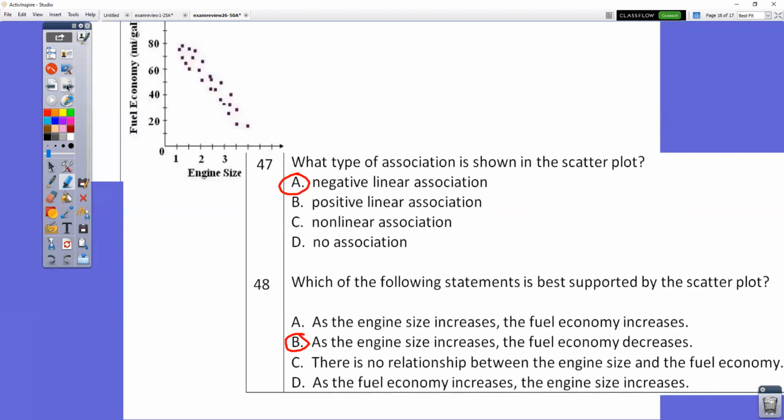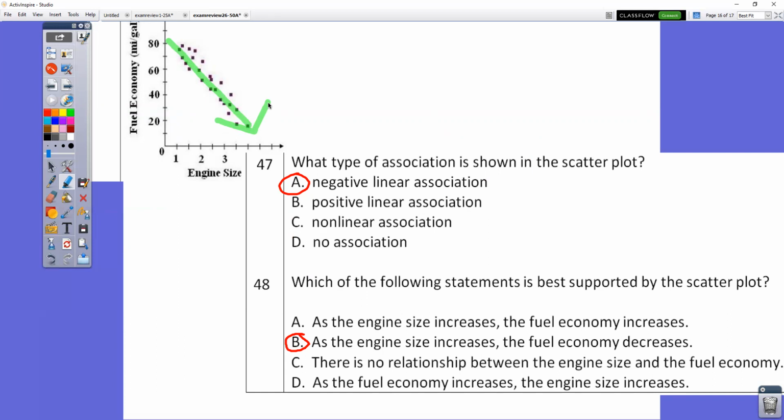In question number 47, which type of association is it? Well, when you take a look at this graph, as we go from left to right, just like we read a sentence, this graph is going down. Since it's going down, down is negative. Up is positive. Nonlinear is the U shape. No, the dots are all over the place.